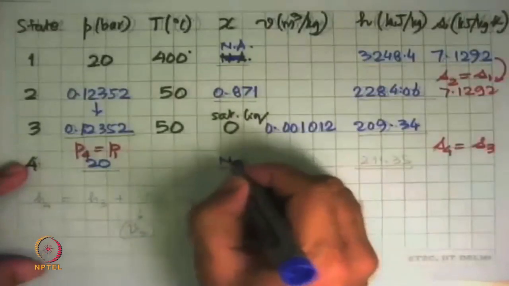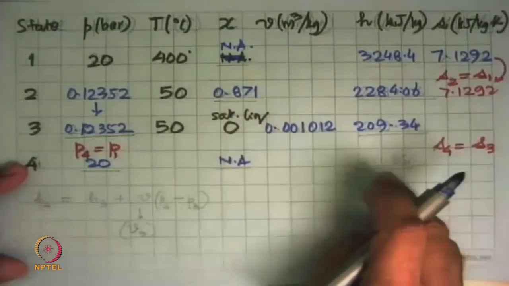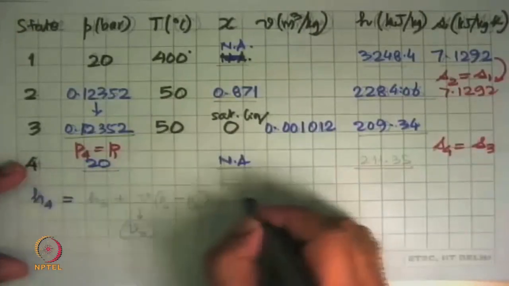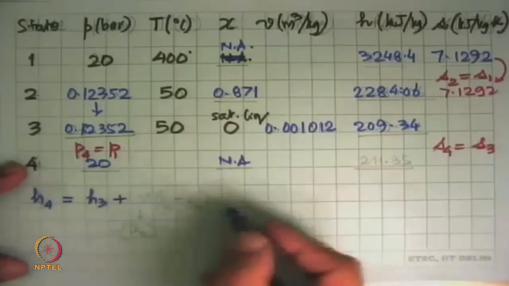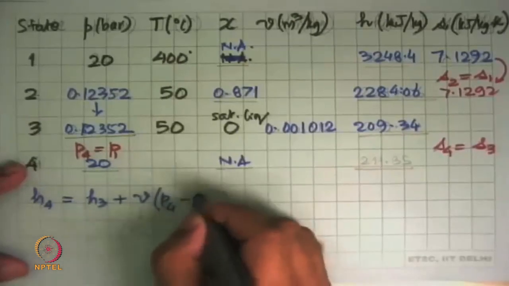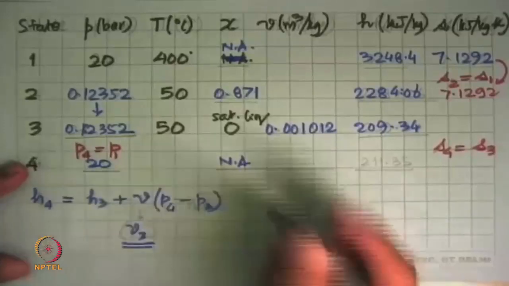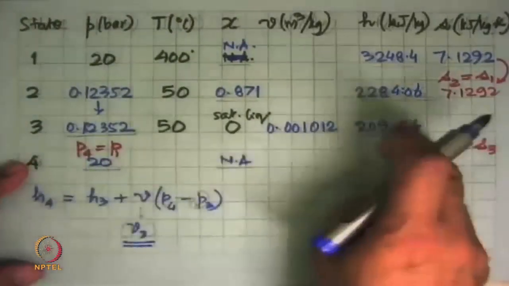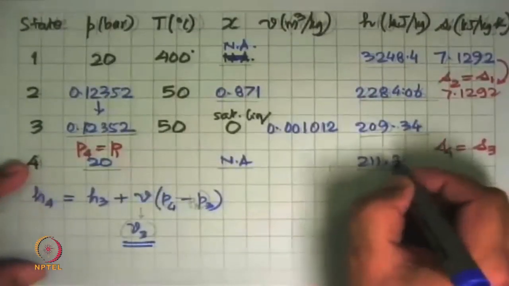Dryness fraction not applicable. We know this is a compressed liquid state. We need to know the specific enthalpy, and for that we will use the relation in pumping. We have a liquid state only. H4 minus H3 is equal to P4 minus P3 times V, and this could be either V3 or V4, it doesn't matter because this specific volume doesn't change. We do this calculation. H3 is already known to us. H4 will come from here, which is 211.35.